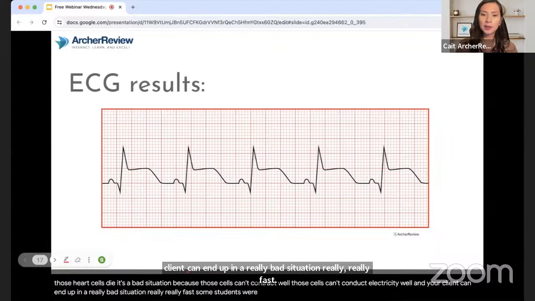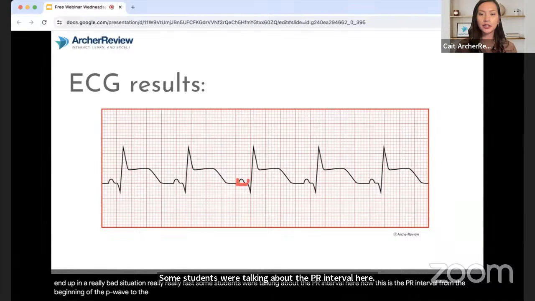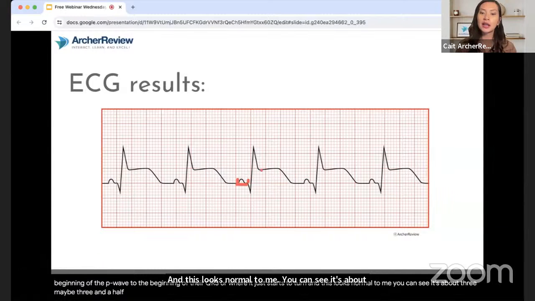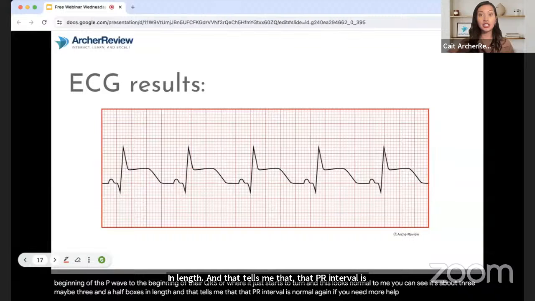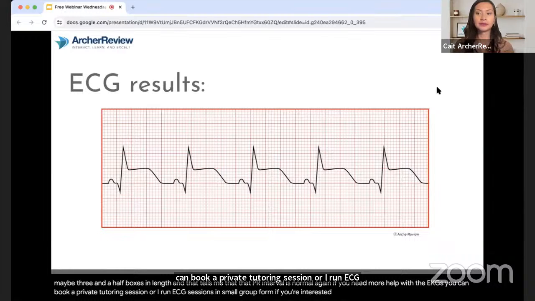Some students were talking about the PR interval here. Now, this is the PR interval from the beginning of the P wave to the beginning of their QRS, or where it just starts to turn. And this looks normal to me. You can see it's about 3, maybe 3.5 boxes in length. And that tells me that that PR interval is normal. Again, if you need more help with EKGs, you can book a private tutoring session, or I run ECG sessions in small group form if you're interested.